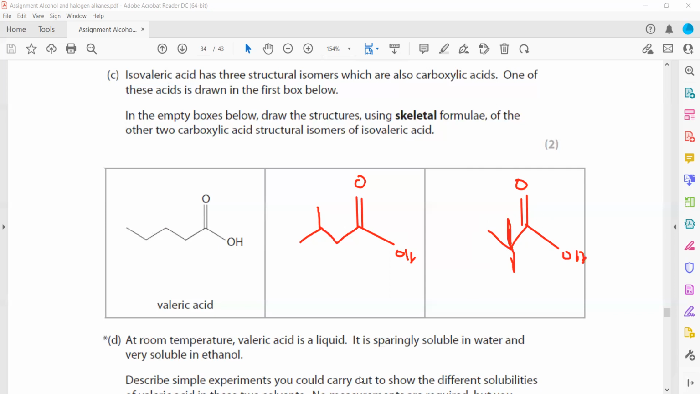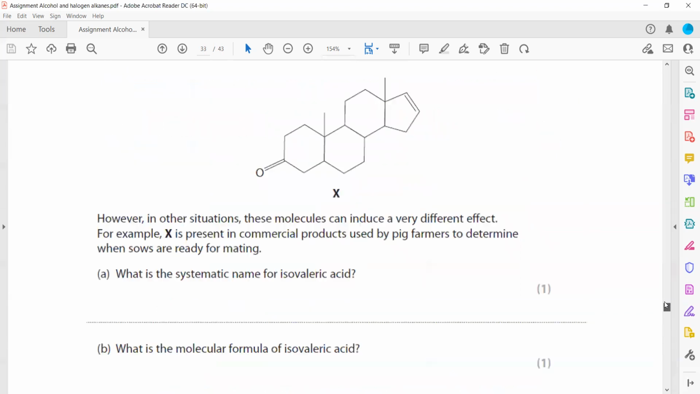So we have to draw the skeletal formula of two different structural isomers of this compound. Is it clear? B4. Okay. 22 before. This was question 26.